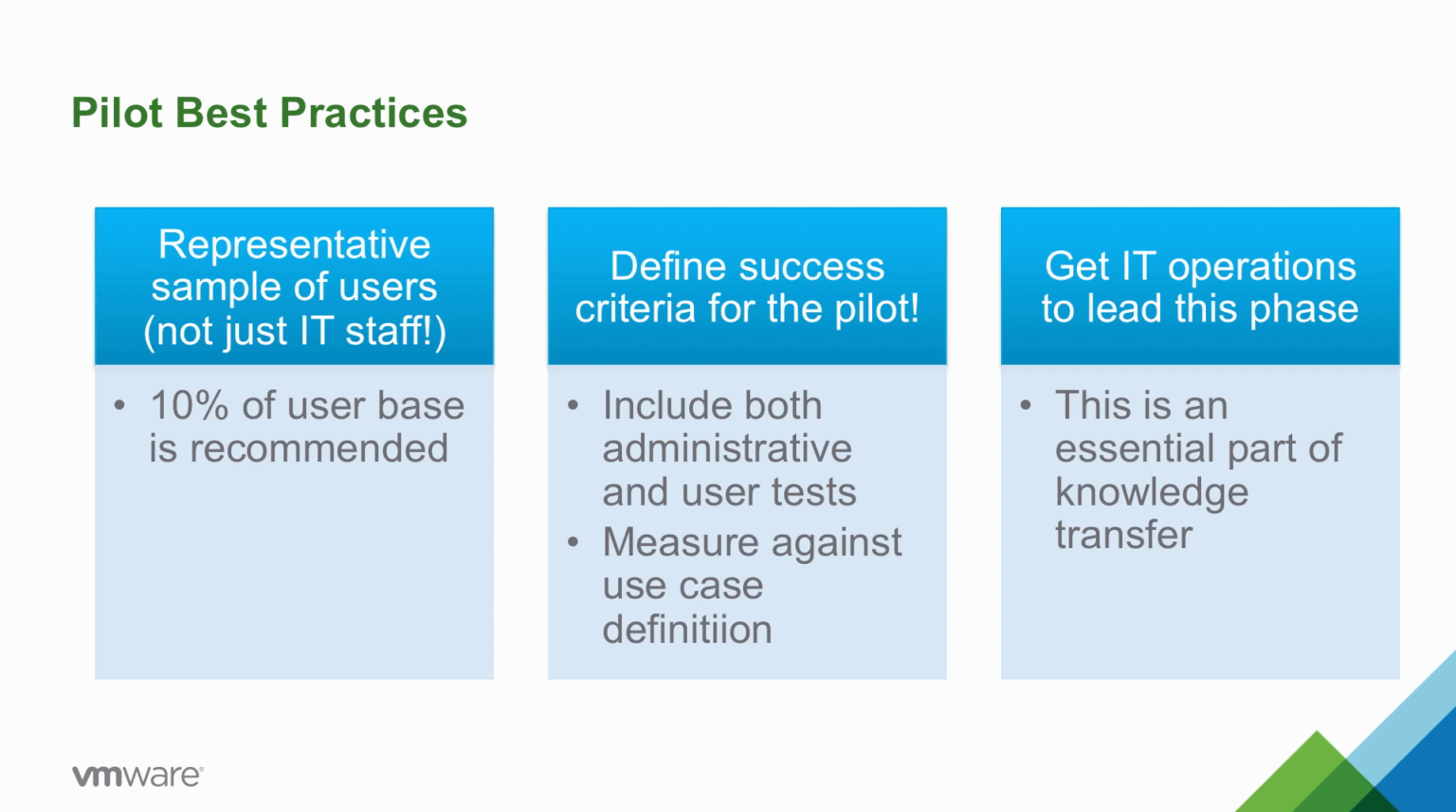It's also important, during the course of the pilot, to invite feedback, to maybe have surveys that users can fill out to talk about their user experience and what is and isn't working well. It's also very important before starting the pilot to define the success criteria. We don't know if the pilot's successful unless we know exactly what we're trying to test out. And we want to include both administrative and user tests. In addition to the users giving feedback about how their user experience is, which is really important, we want to make sure that we're testing out administrative processes, things like deploying desktops, recomposing desktops, etc.